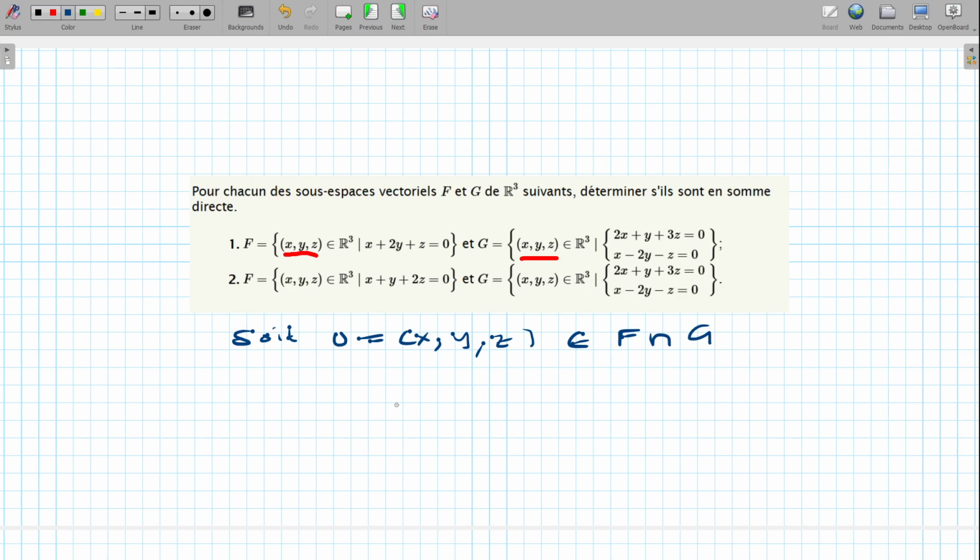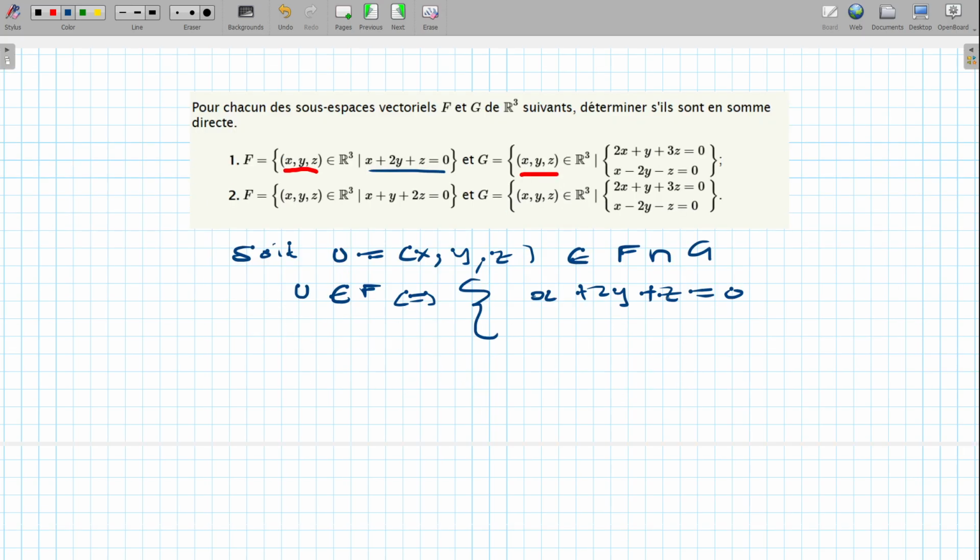So what does it mean for the vector u to be in F? If u is in the intersection of F and G, this means that the vector u is in both F and G. So what does it mean for u to be in F? It means that the vector u satisfies this condition that we have here for F. So it means we're going to have x plus 2y plus z is equal to 0, right?